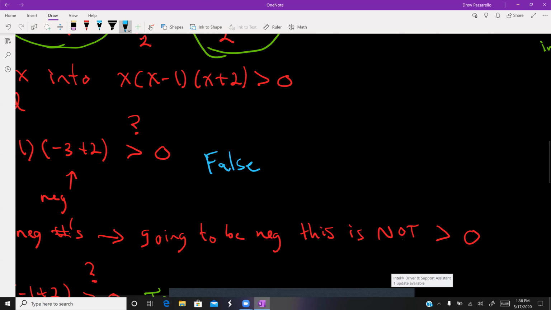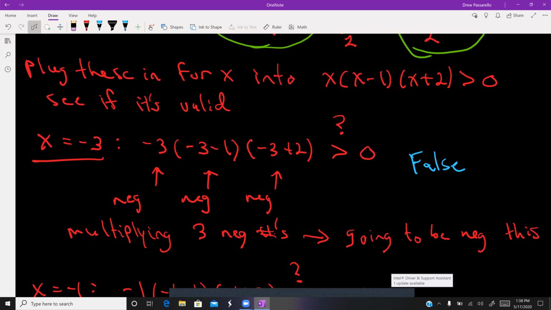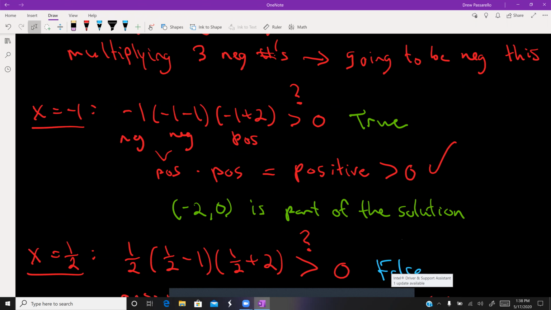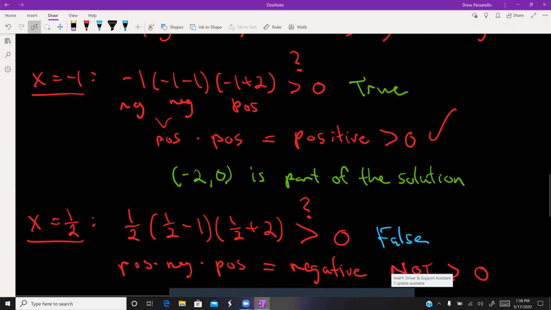If there's an odd number of negative numbers, like 1, 3, 5, 7, that you're multiplying together, that's going to stay negative. If there's an even number of negative numbers that you're multiplying together, like -2 times -4, that turns into positive. I continue the same process, plugging in each one and just seeing the sign. Notice I didn't actually calculate the numerical value. I only cared about the sign to determine if it's greater than 0.